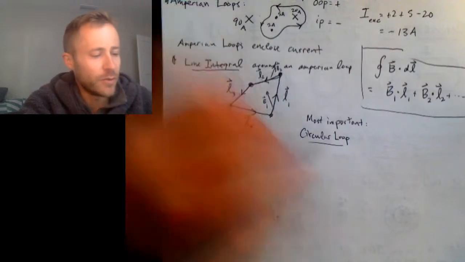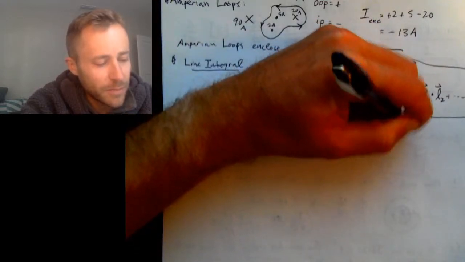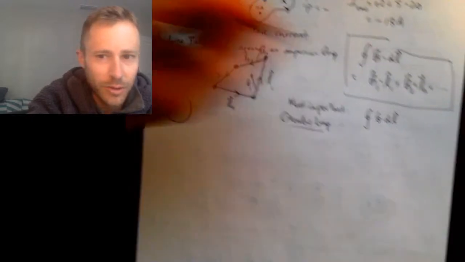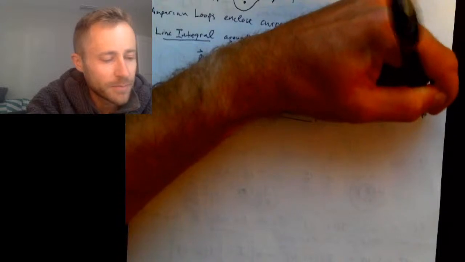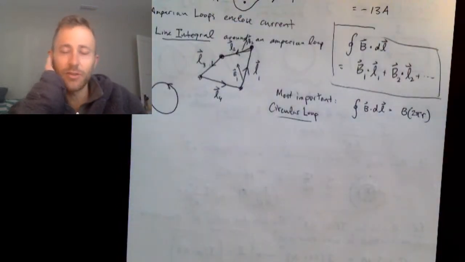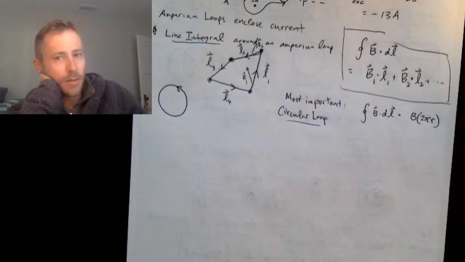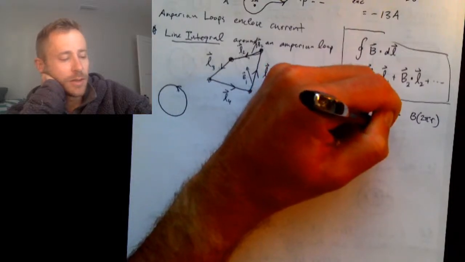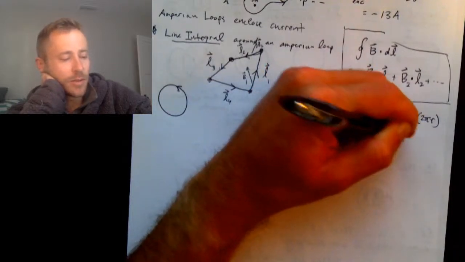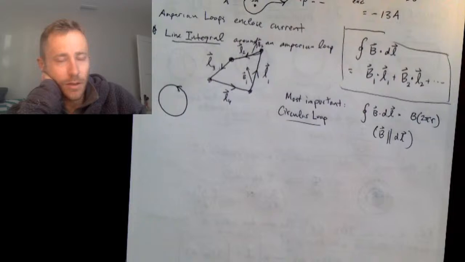Okay, so if you have a circle, the line integral of b dot dl is just going to give you b times 2 pi r, where r is the radius, because the length of going around a circle is 2 pi r. All right. And here we are assuming that b is parallel to dl, because that's why there's no cosine of theta term in the dot product. All right.